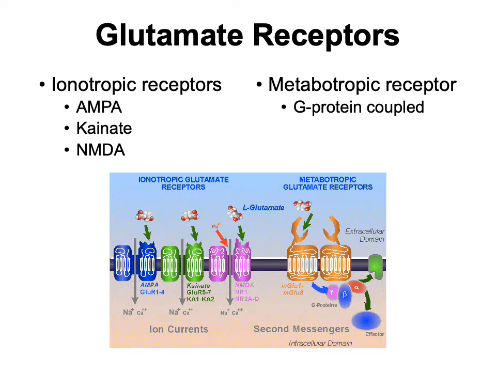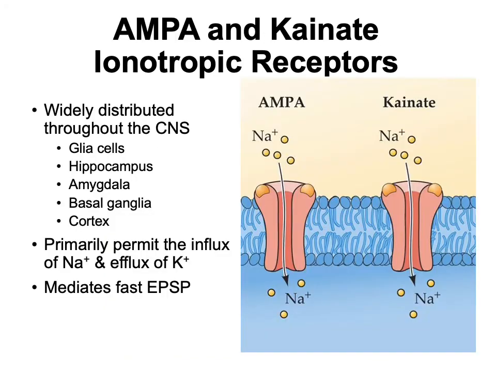And then the ionotropic ones will be ligand gated. That'll allow the ions to pass through. The AMPA and kainate ionotropic receptors are widely distributed throughout the entire central nervous system. You'll find them on glia cells, the hippocampus, the amygdala, on basal ganglia, and throughout the cortex. They primarily permit the influx of sodium and efflux of potassium.